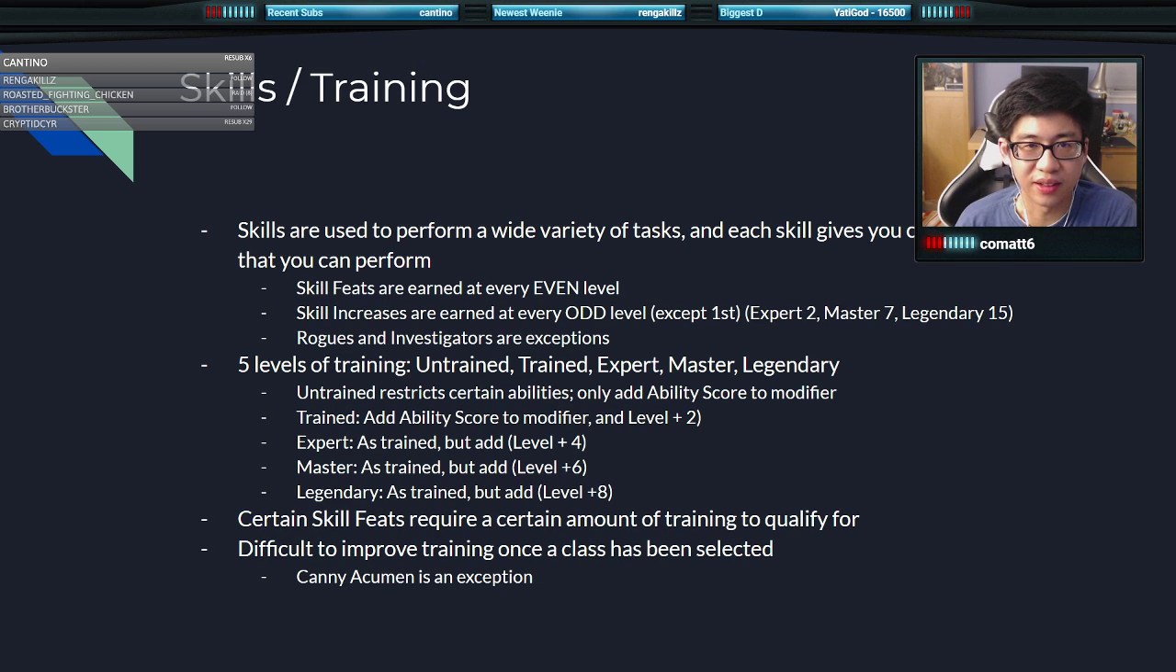If you're trained in a skill or ability, you add the relevant ability score modifier, and then you also add level +2. If you're an expert, it's level +4, master level +6, and then legendary level +8. And these +2s are really important because difficulty checks are going to be based on an average. So being as far above that average as possible is imperative. And certain skill feats are going to be locked behind a level of training. So for instance, as I said before, Kip Up, you need to first be a master in acrobatics in order for you to take it.